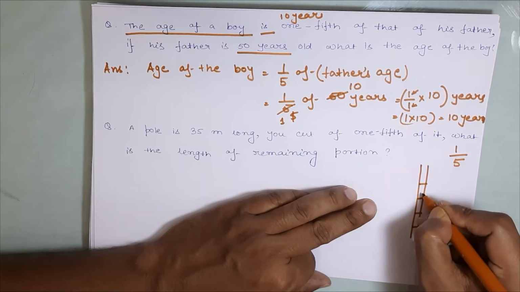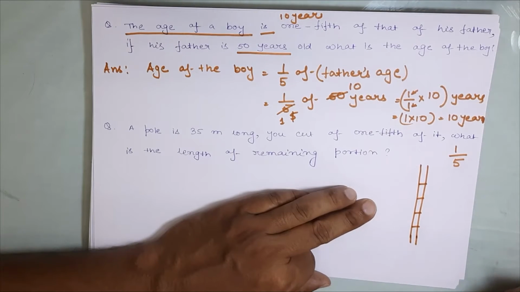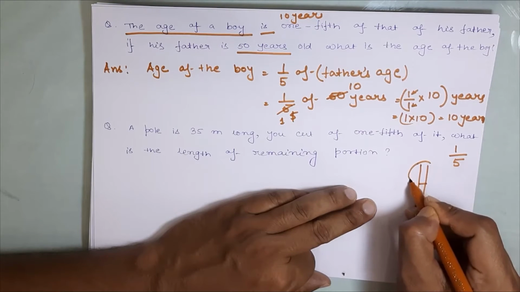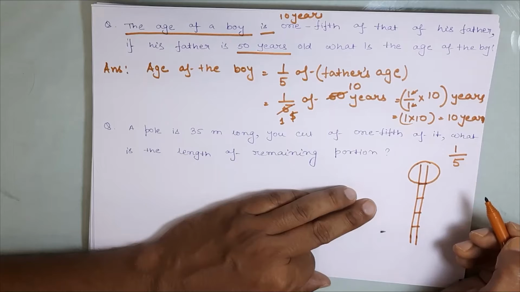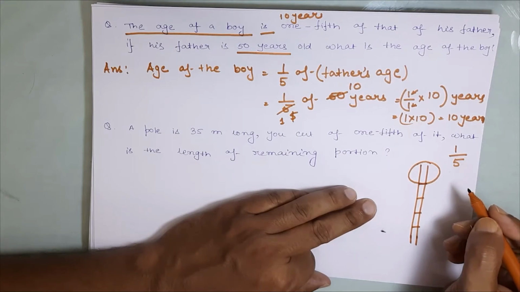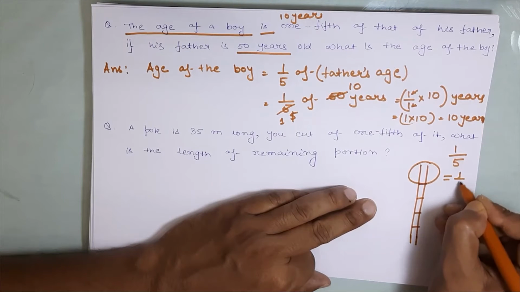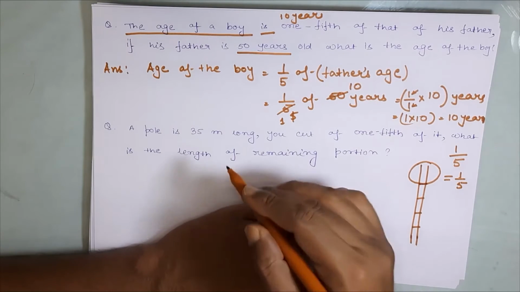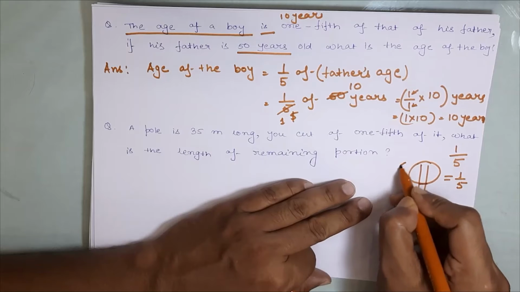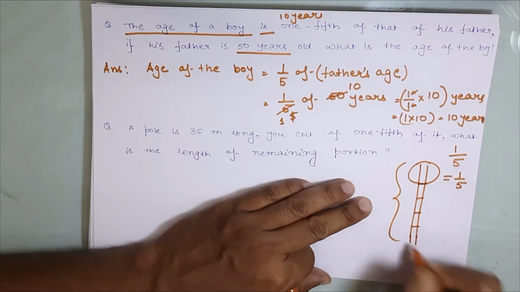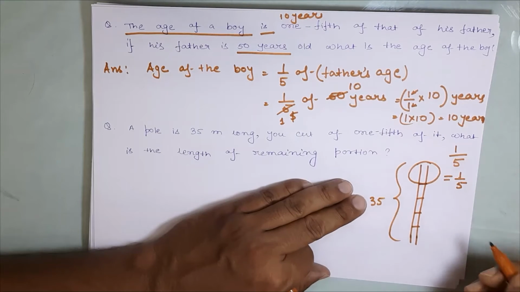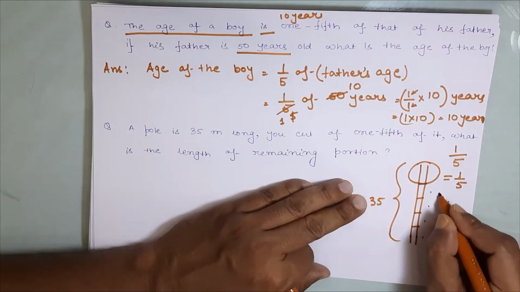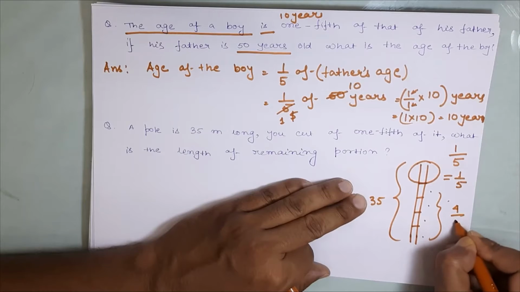1 2 3 4 5. Okay, so out of that we cut this portion, so that will represent 1/5. And the pole is 35 meters long. The length of the pole is 35. So the remaining portion, 1 2 3 4, is 4/5.